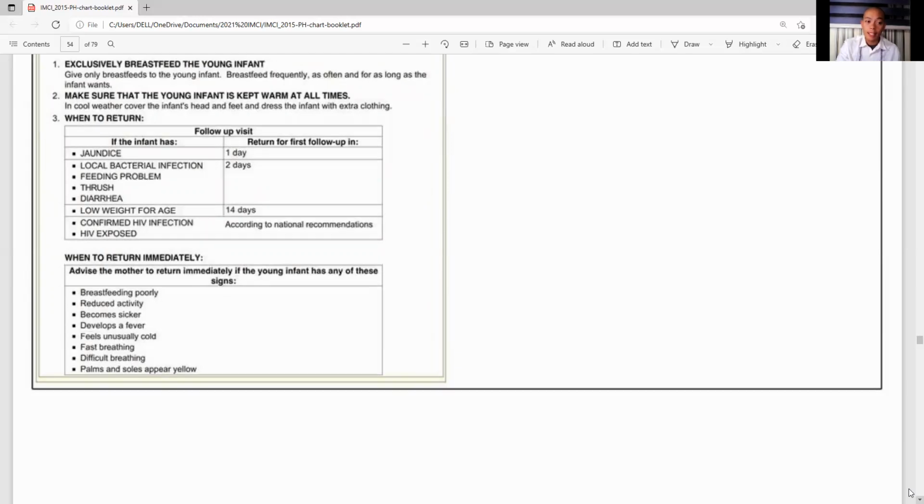When to return immediately. Advise the mother to return immediately if the young infant has any of these signs. Biglang mahina yung breastfeeding, reduced activity, mas nagkasakit, develops a fever, unusually cold, shivering, fast breathing, difficulty breathing, palms and soles of feet appear yellow. Return immediately.